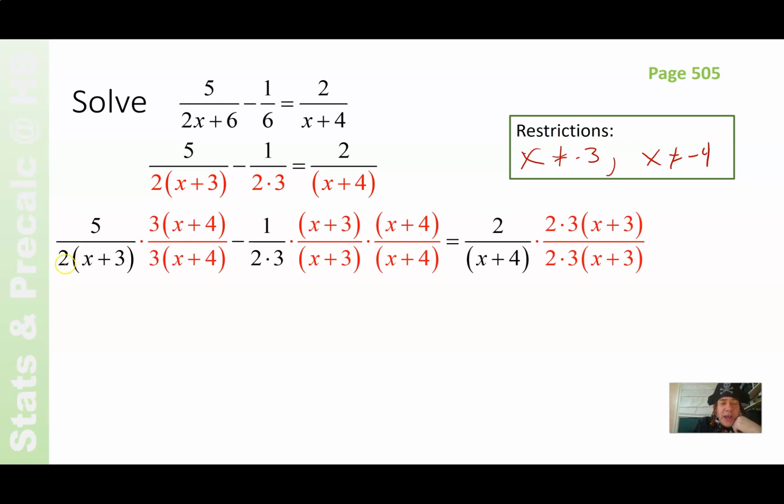This term already had a 2 and an x plus 3 in the denominator, but you needed a 3 and an x plus 4. This term had the 2 and 3. You needed the x plus 3 and the x plus 4. This term only had the x plus 4, so you need 2 and 3 and the x plus 3. So now you notice everybody has the common denominator. Here's the thing. As long as you have identified your restrictions, we all have the same common denominator. 2 times 3 times x plus 3 times x plus 4. And as long as you have identified your restrictions, it can just go away. Because if you have 2 over 5 equals x over 5, that's just 2 equals x. Things like that.